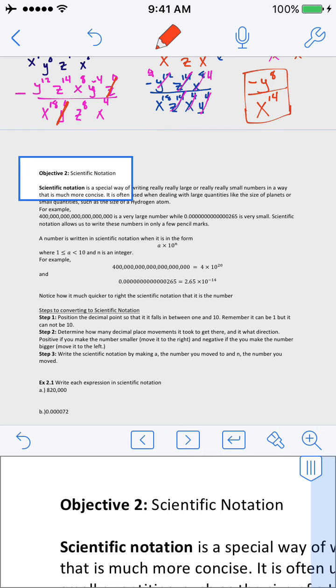All right, objective number 2, woohoo! Yeah, that was all wrapped into one objective because there are so many power rules, it takes up the entire section. So the other thing we're going to talk about today, the only other thing, is scientific notation.